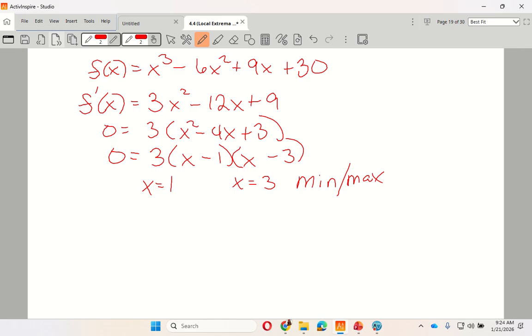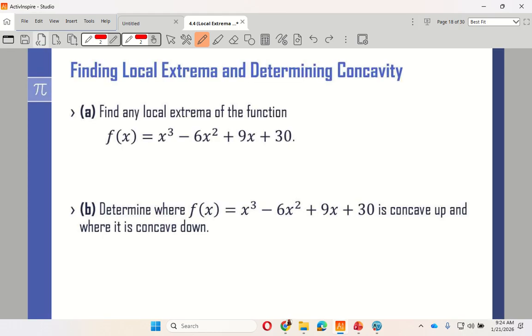But when it says local extrema, you found the local extrema. So do you technically need to specify what is the min and max? I'm just doing all the work right now.